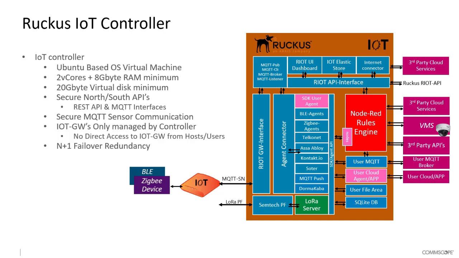We've also included as part of the platform a full failover redundancy capability. So effectively you can now have two IoT controllers deployed, and the IoT controllers will synchronize with each other all of their databases, activity and communication. And if for some reason one IoT controller goes down due to a hardware, software or power outage, the secondary controller automatically takes over and normal operation resumes without any outage.